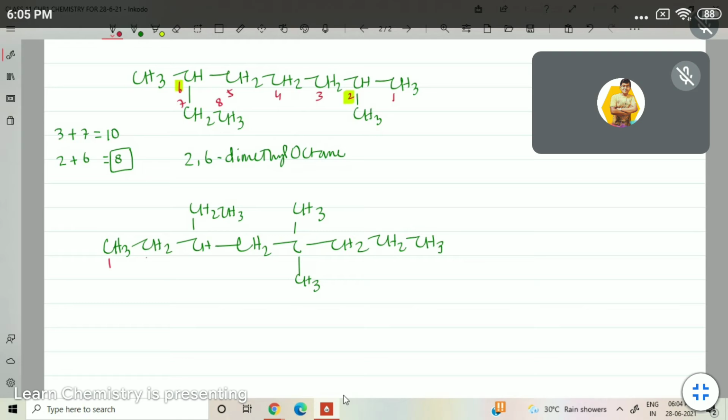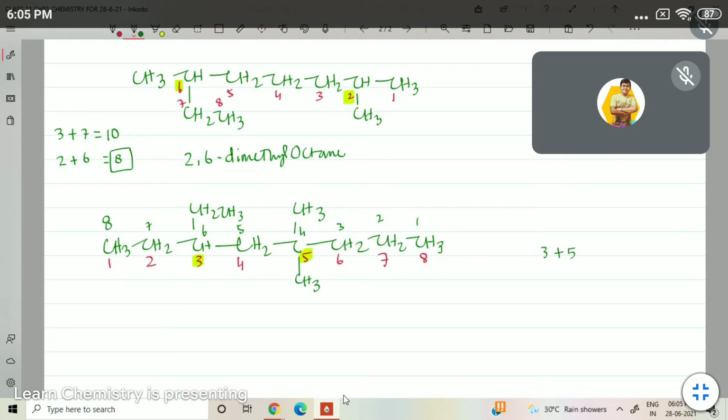Okay, 1 2 3 4 5 6 7 8. Is this the numbering that you people have done or anything else? This will be the numbering. Why? Won't it be from the opposite side, right to left? It will be from the right side. If we do from the right side: 1, 2, 3, 4, 5, 6, 7, 8.